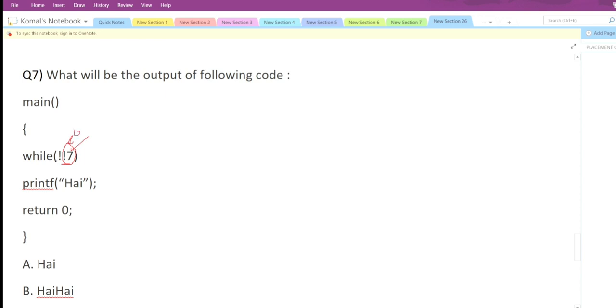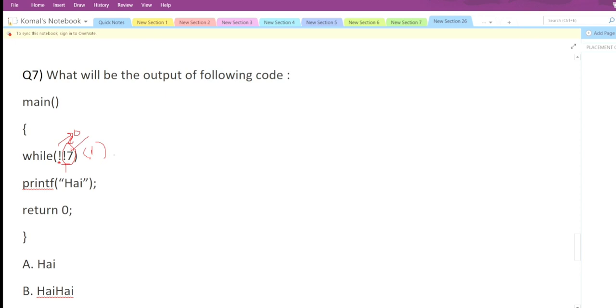And now again there is a not sign. With not, it will again reverse its answer. So not with 0 will now be 1. That means inside this while, the condition is true. Instead of 1, you can also take it as true. Now the condition of this while is true, so it will print hey.